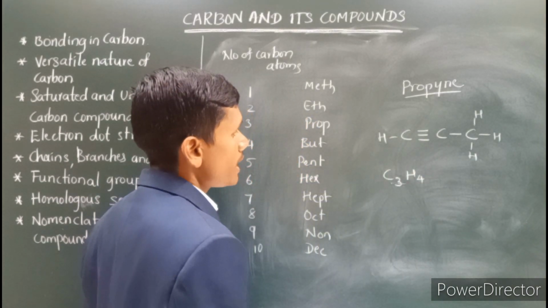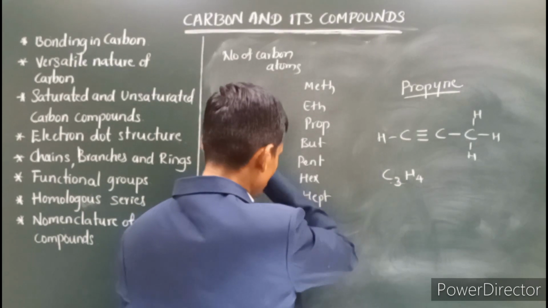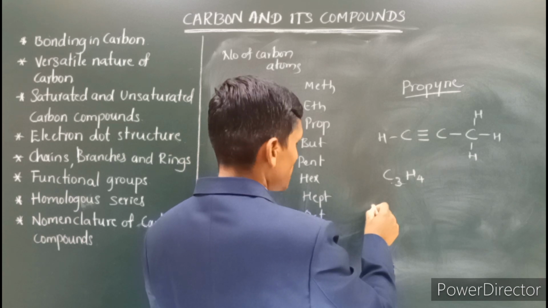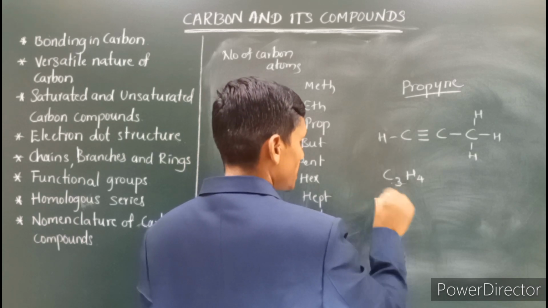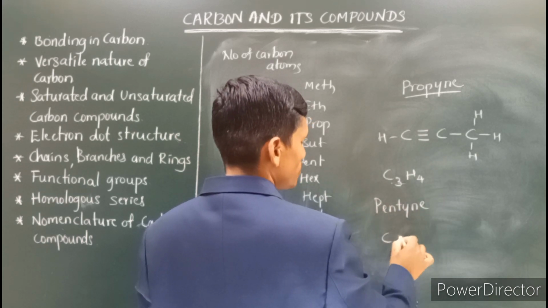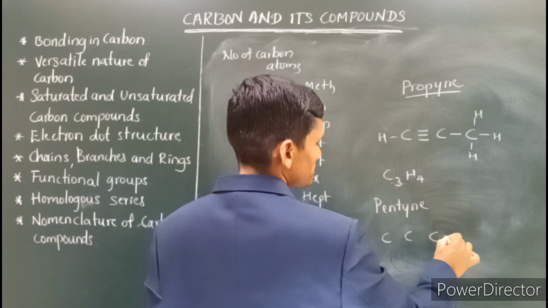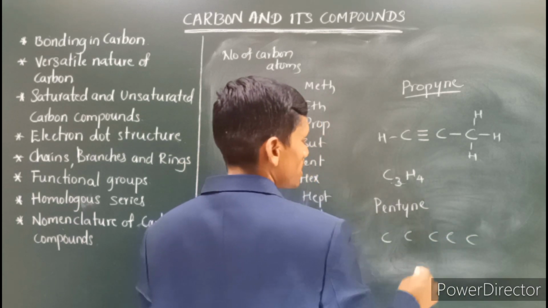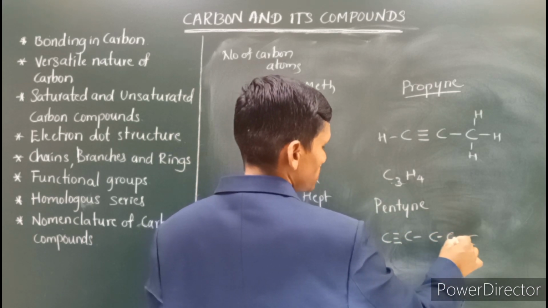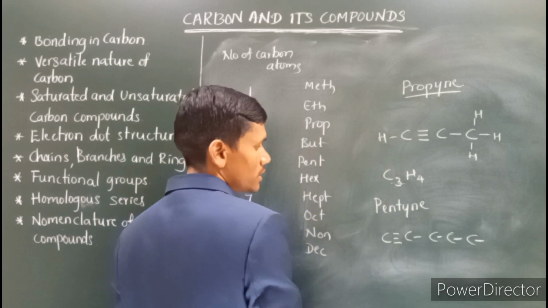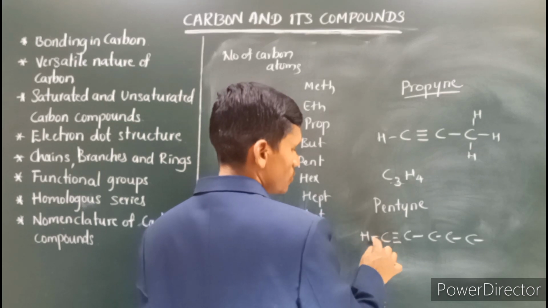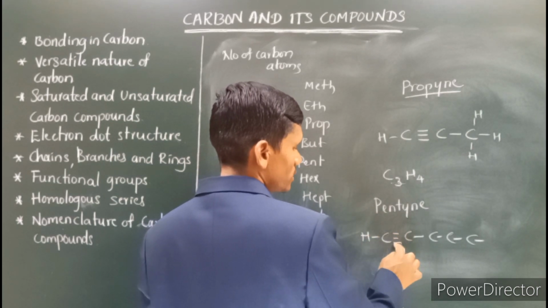C3H4. If you write the next member of this carbon compound, hexyne, pentyne, whichever, here pentyne we will write. If you want to write pentyne, you just write 5 carbon atoms. Here 1 triple bond, here single bond, single bond, single, here also single bond. Now you can give here 1 hydrogen for this. 1, 2, 3, 4. Finished.